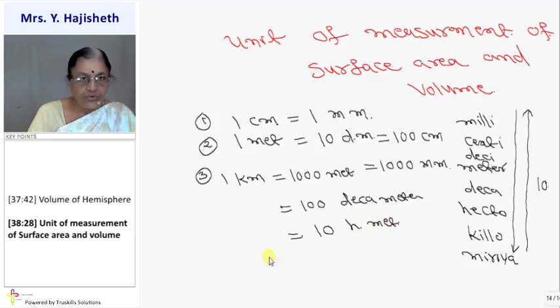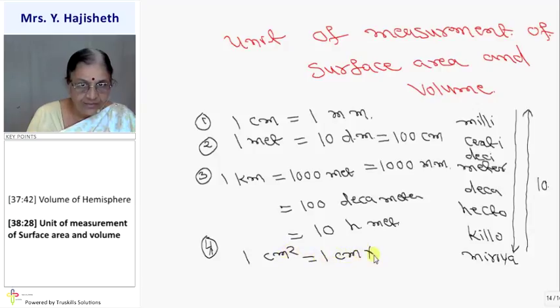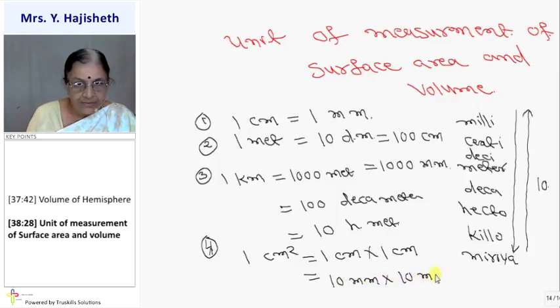Now suppose you want to convert centimeter square to मिलीमीटर स्क्वायर, और मीटर स्क्वायर to सेंटीमीटर स्क्वायर में करना है तो क्या करना है? बट 2 बार multiply करना पड़ेगा. देखो मैं सिखाती हूं. 1 सेंटीमीटर स्क्वायर is 1 सेंटीमीटर into 1 सेंटीमीटर. तो 1 सेंटीमीटर स्क्वायर को आपको मिलीमीटर स्क्वायर करना है तो 10 mm into 10 mm. So 1 सेंटीमीटर स्क्वायर is 100 millimeter square. Clear?